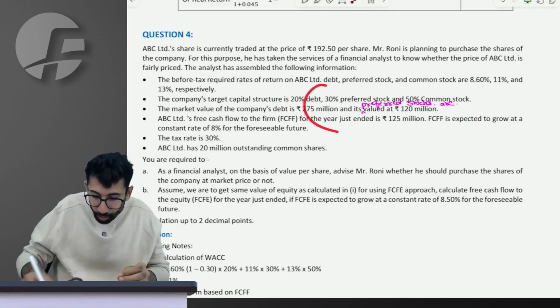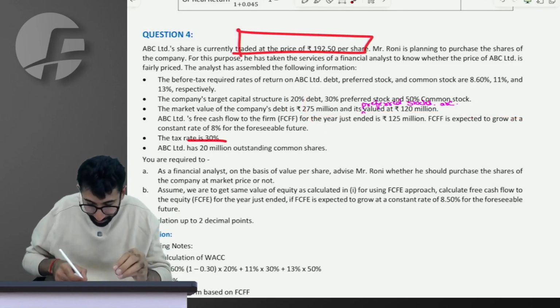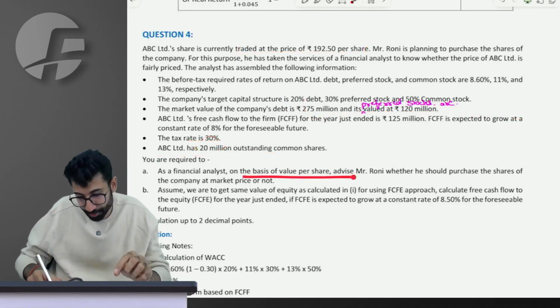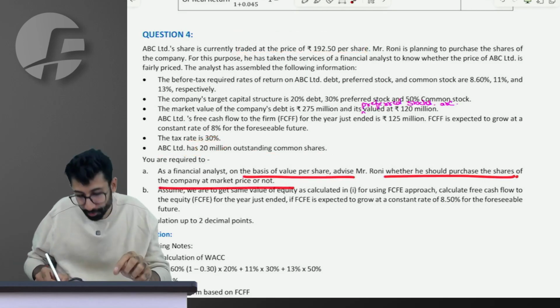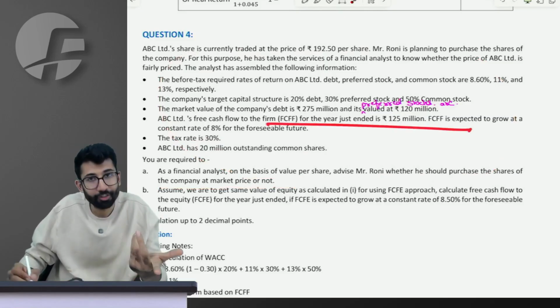Sir, ultimately now we have to apply the FCFF model to find the value of a share. Tax rate 30%, 20 million shares. As the financial analyst, you have to find out the value per share and whether it is worth purchasing or not. You must be thinking which model to apply. Needless to mention, the FCFF model.